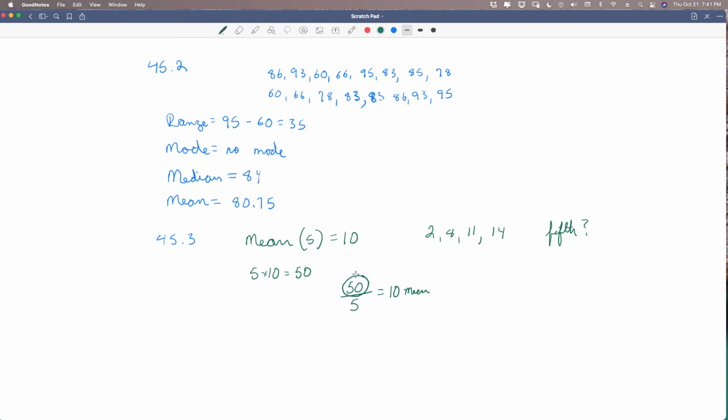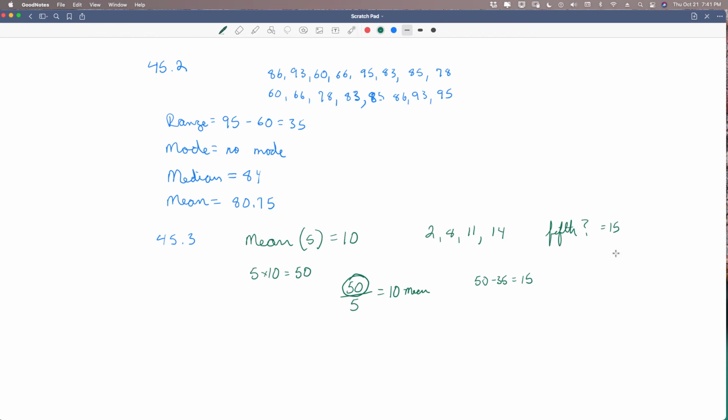So we need to know this number right here in order to find out what the 5th number is. So we just back up. We say, okay, well, I don't know what this is, so 5 times this number has to be 50. So 50 is our total before it was averaged. So now what we're going to do is take this total and subtract all of these numbers. So let's add these numbers together. So 2 and 8, that's going to be 10, plus 11 is 21, plus 14 is going to be 35. So if we take 50 and we subtract 35, we're left with 15. So the fifth number equals 15.